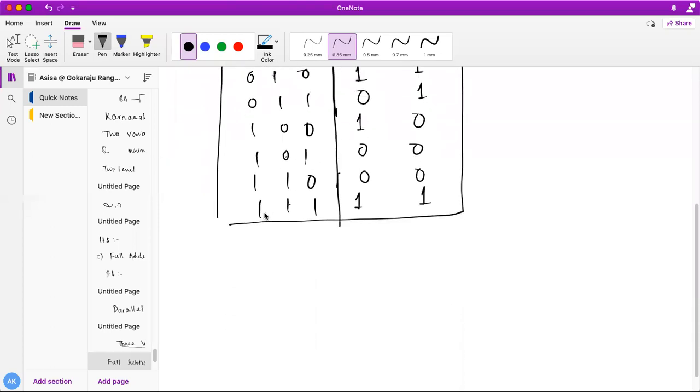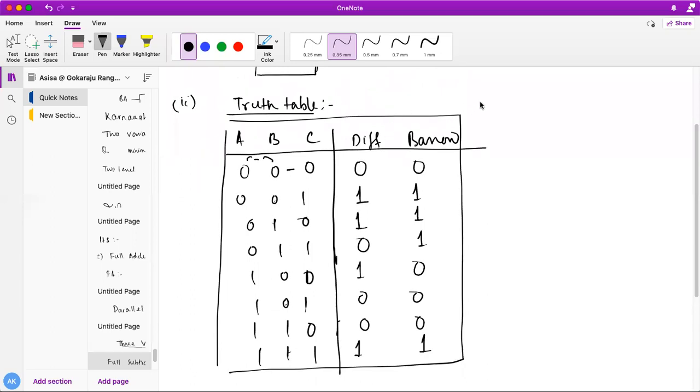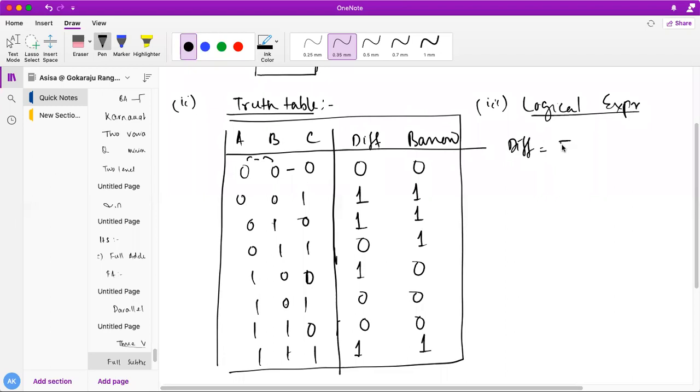And now, what is the logic expression? Before going for the logic expression, you have to find the function for the difference. See here, for the sixth bit, it is 1 1 0. 1 minus 1 is 0, 0 minus 0 is 0. For the fifth, 1 minus 0 is 1.